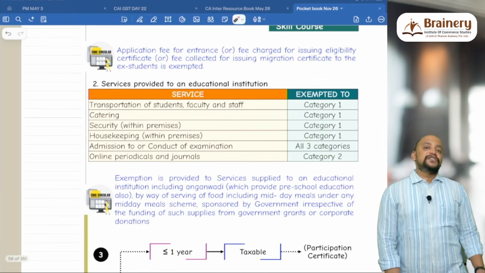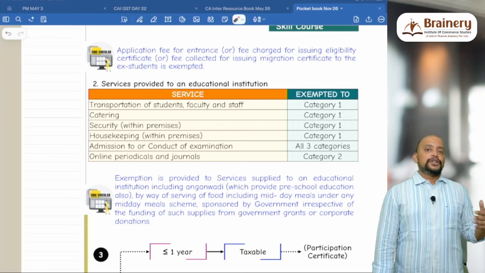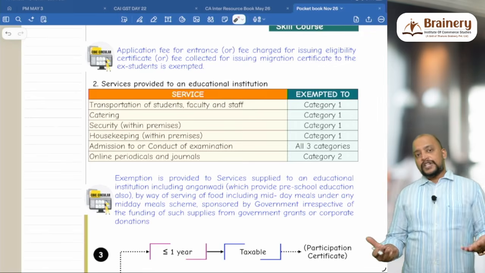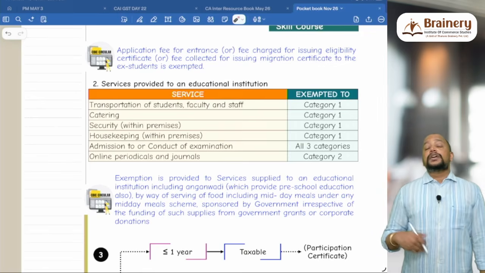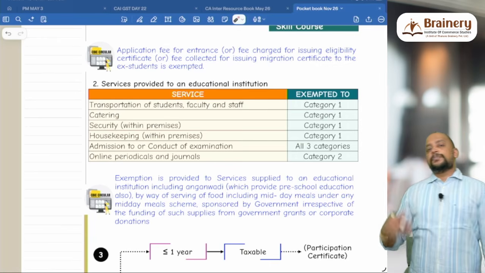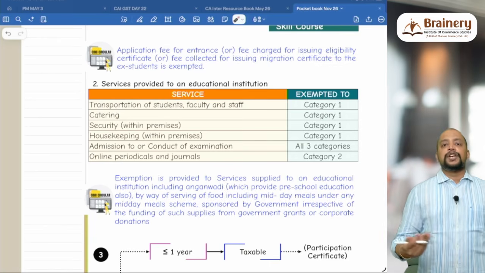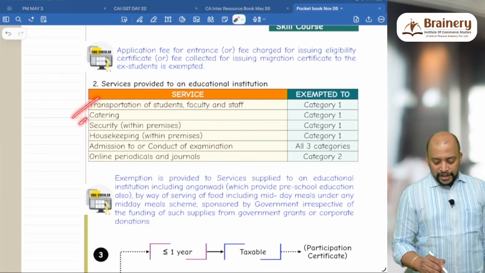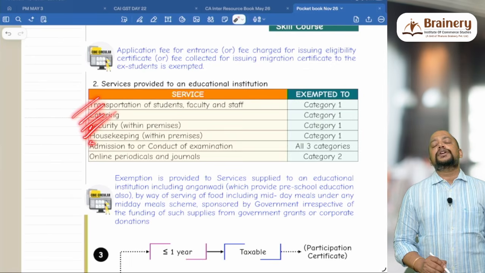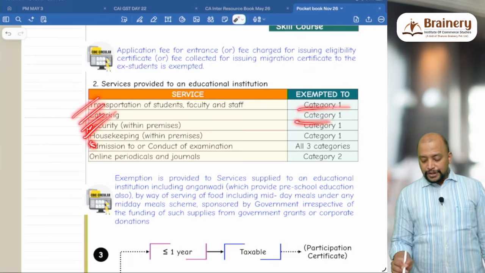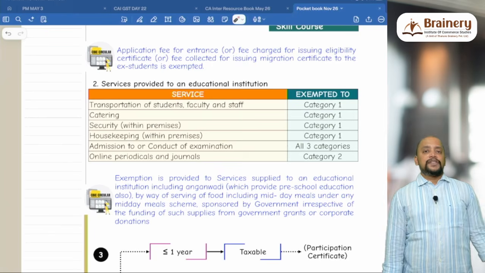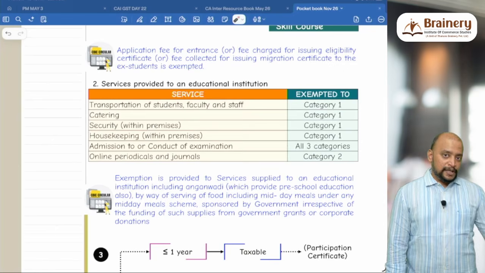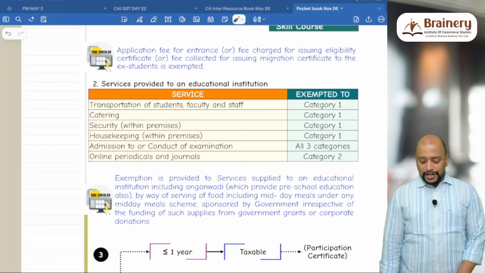Then second point is service provided to education institution. In that you need to remember, first, transportation of students. Here educational institution is the recipient. So I am providing transportation services, catering services, security within the premises, housekeeping service within the premises, means I am providing the housekeeping personnel or security personnel, and they will be working within the school premises. So these 4 activities, transportation, catering, security, housekeeping within the premises, but security and housekeeping only within premises, to category 1 institution will be exempted. Then admission to or conduct of examination, all 3 category institutions it will be exempted. Then supply of online educational journals and periodicals, only with respect to category 2 institution it will be exempted.